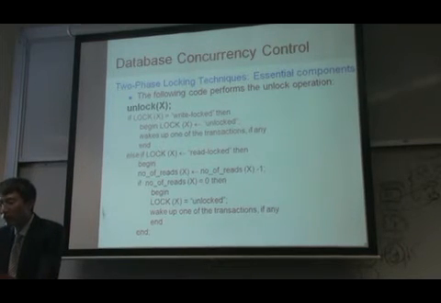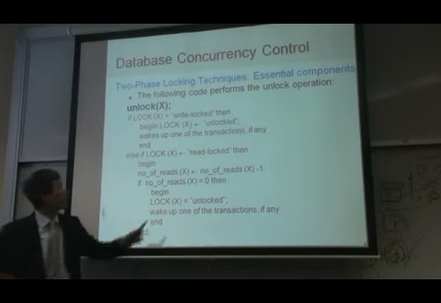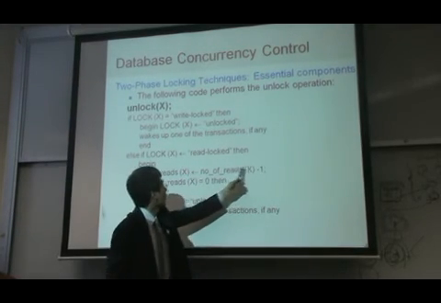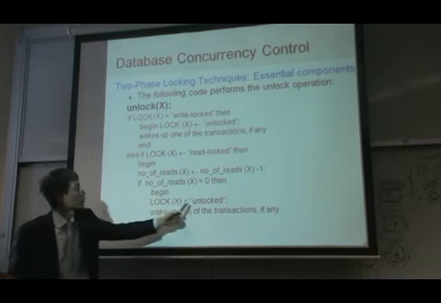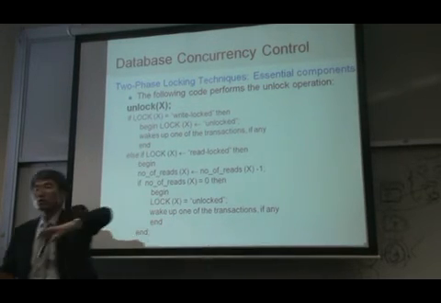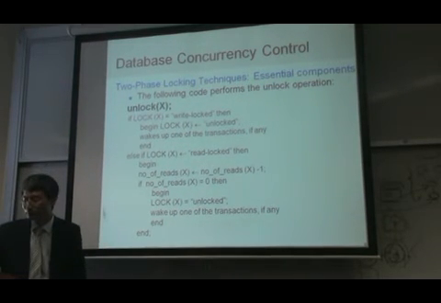In case of unlocking data item X, it will be set to 0. In case of read lock, you reduce the count until 0. In case of 0, it's unlocked. For write lock, it's only 0 or 1, so you can unlock.